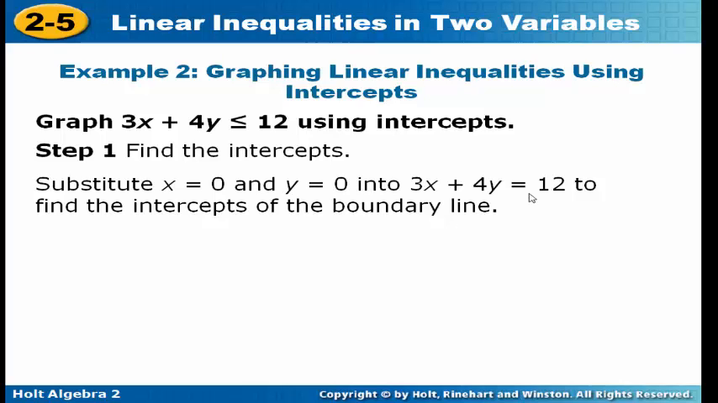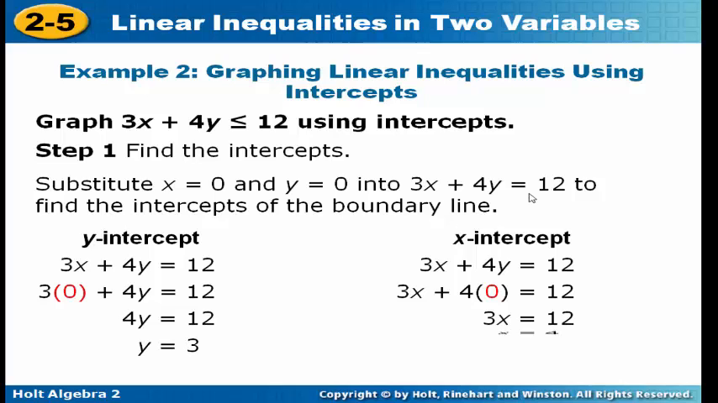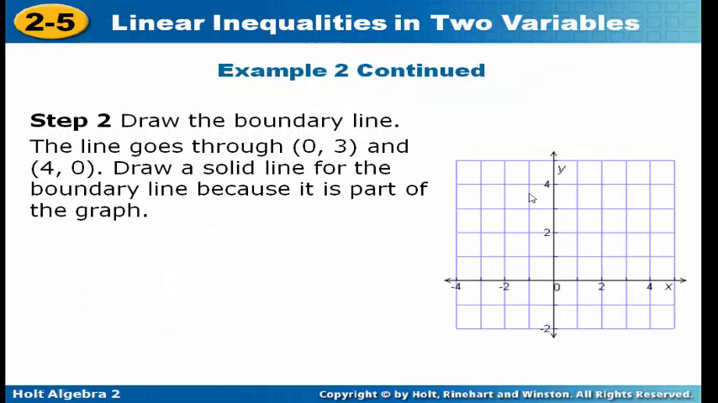Graphing linear inequalities using intercepts. We have this inequality 3x plus 4y smaller than 12. Put x equals 0 to find the value of y, and put y equals 0 to find the value of x. Now we can get two points which are the x and y intercepts. Put x equals 0, so y equals 3. Put y equals 0, so x equals 4. So the two points are 0 and 3, and 4 and 0. Now plot them and connect the two points. Now we have the boundary line.